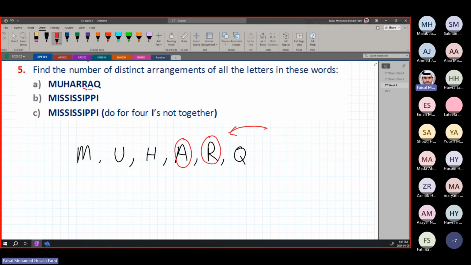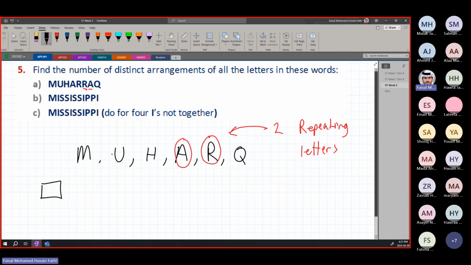So we have 2 repeating letters. When we have 2 repeating letters, the first way to do this is, again, the same idea of boxes. I just use boxes to do my explanation, not to actually solve the question.